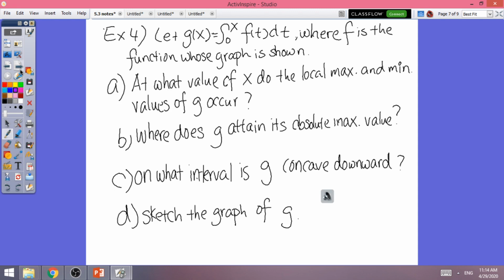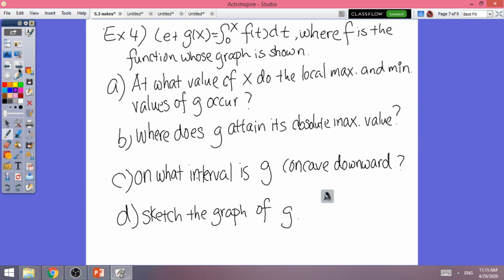At what value of x do the local max and local min values of g occur? We're going to find that out. And then B, where does g attain its absolute max value? And then C, on what interval is g concave downward? And then for part D, you want to sketch the graph of g.